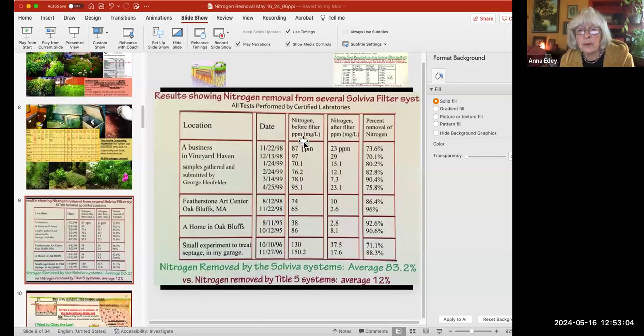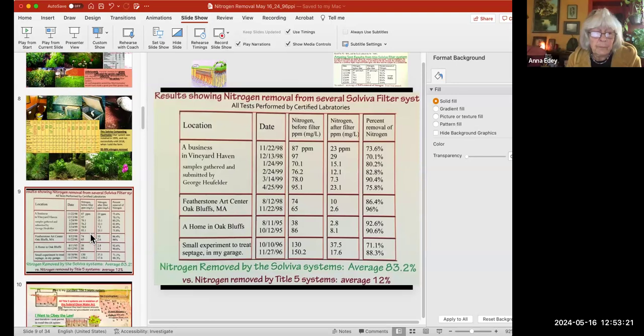Here is showing the different systems. This is the Black Dog here, the Featherstone, the engineer septic system that I did on here is the first one, and the Septage experiment.